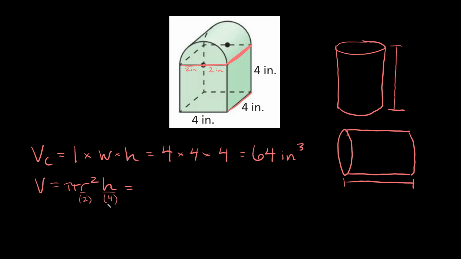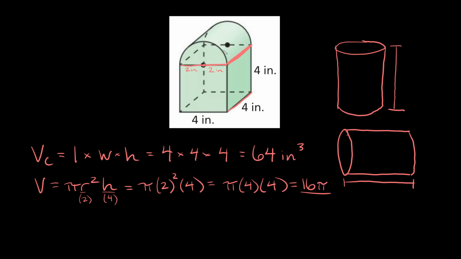Okay, so let's plug in what we know. So we're going to get pi times the radius squared, and here we're going to say 2 squared, times the height, which is 4. So this is going to be equal to pi times 2 squared, which is 4, and then we're still multiplying by this 4. So 4 times 4 is equal to 16, and we're still multiplying by pi. So the volume of a full cylinder up here is equal to 16 pi.